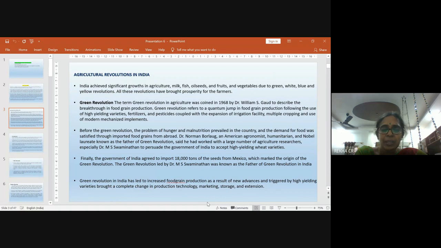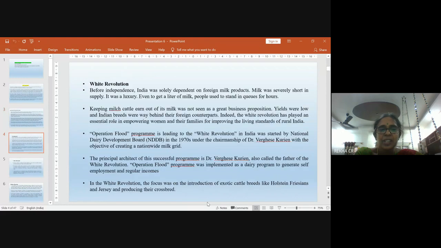The father of the Green Revolution in India is Dr. M.S. Swaminathan. The Green Revolution in India has led to increased food grain production, and as a result of new advances in technology as well as mechanized implements, it triggered high yielding varieties, and it brought a complete change in the production technology, marketing, storage, and extension.